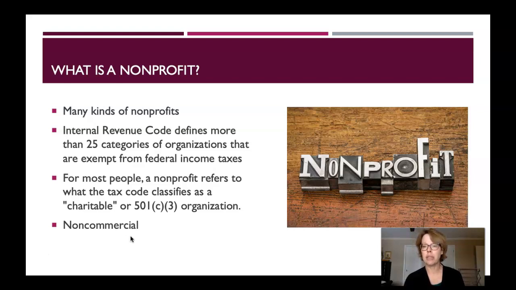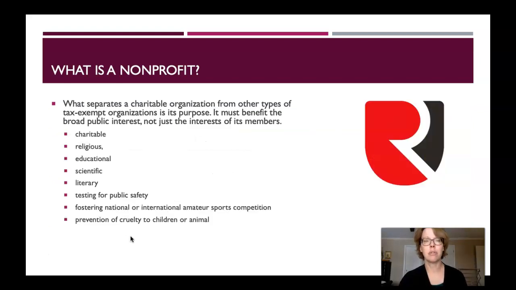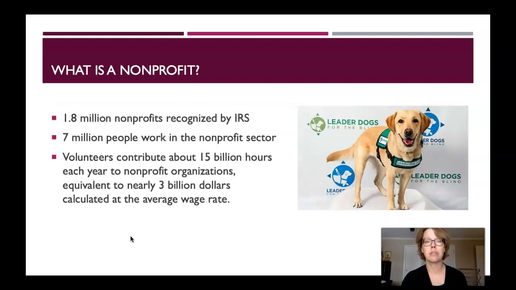They're not commercial. They're not trying to make money. They are serving others. Some examples of the types of charitable organizations that can do this: they're trying to serve the broad public interest, or even the interest of their members. Rochester University is a nonprofit. It's an educational nonprofit. Others could be charitable, religious, scientific, literary, those that test public safety, those that test automobiles to see what's safe, testing food, fostering national or international sports, preventing cruelty to children or to animals. These are all examples of the types of things that can be nonprofits.